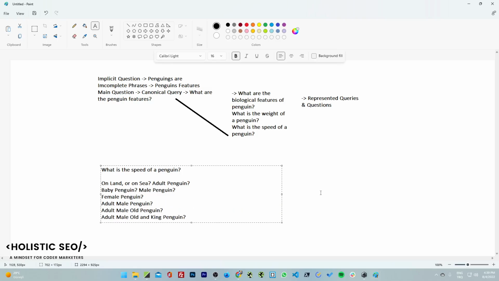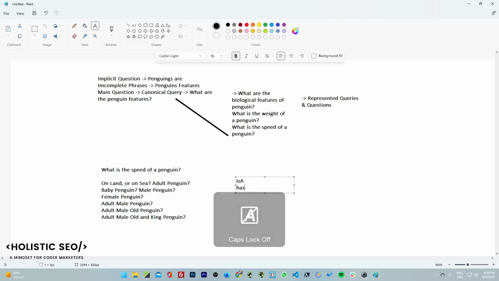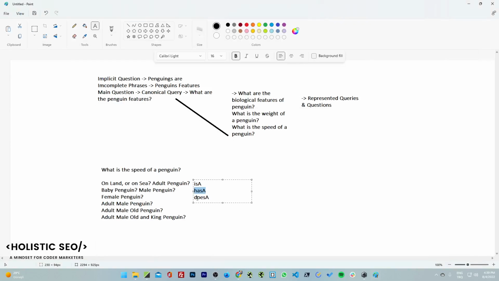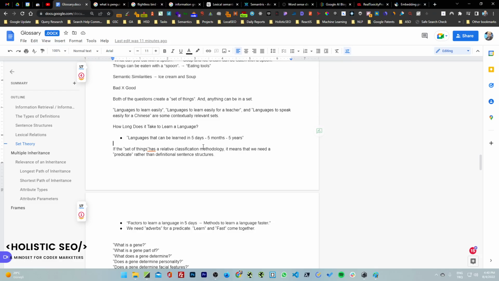And when you ask all these questions, to be able to answer them you will always need to use "is a," "has a," or "does a" types of relations. Whenever you use "is a," you are defining. Whenever you use "has a," you are giving the parts of something, which represents the meronym and holonym relation. And whenever you use "does a," you are giving the function, abilities, skills, or flexibilities of that specific existing thing. And again, it will create a different set.